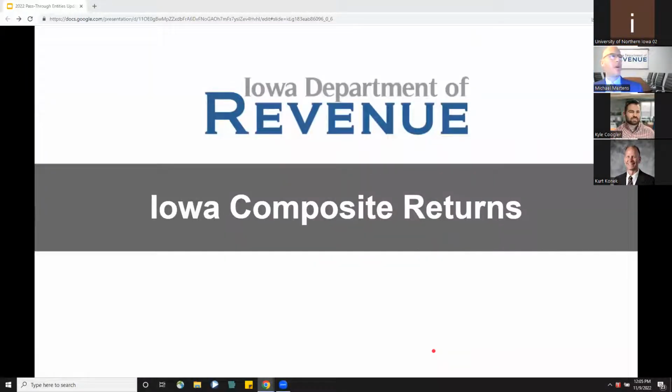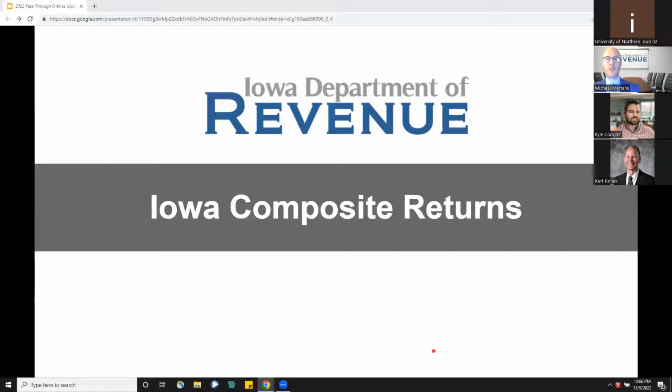In 2021, during the 2021 legislative session, Senate File 608 made some substantial changes to Iowa composite returns. Many of you are probably familiar with Iowa's composite return system, which was traditionally filed on the 1040C. This legislation completely changes the composite return requirements. Same name, but completely different form and system. I want to spend quite a bit of time walking through each step of that new composite return system.